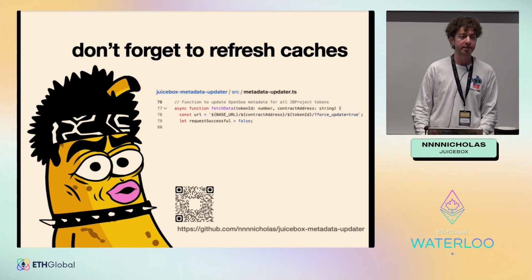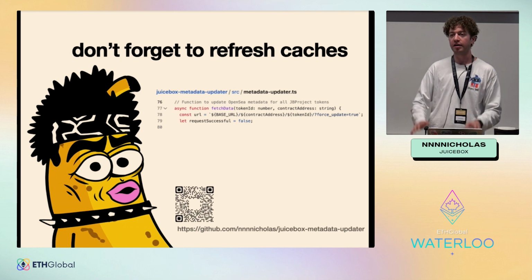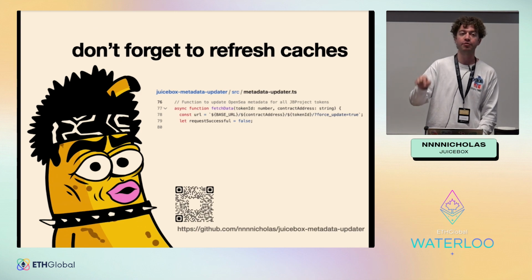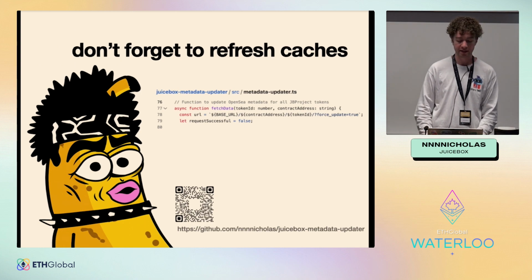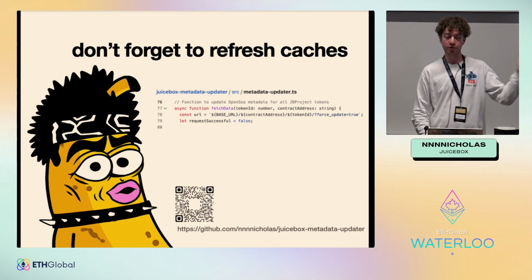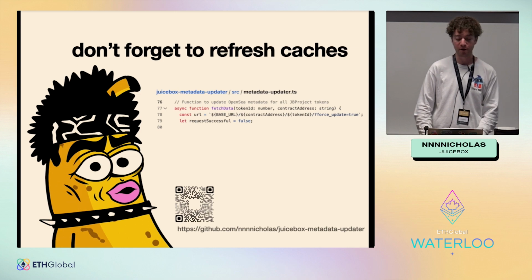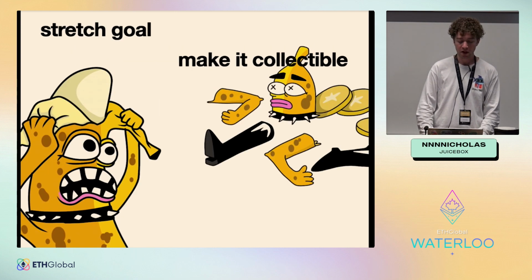Ideally, this is made obsolete in the future by OpenSea supporting an API endpoint where you can just tell them one time to update the whole collection. So far, that's not the case. So if you have this problem, you can also go and steal this repo, and maybe it'll be useful for you.